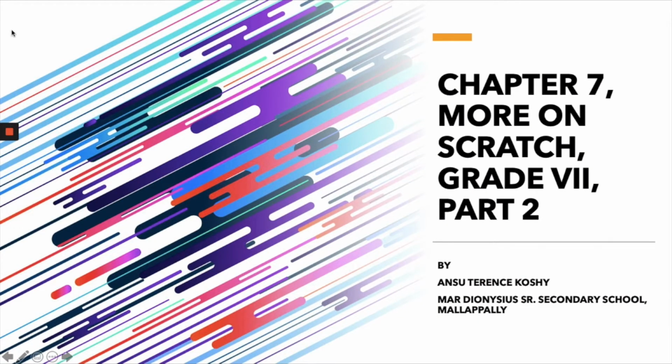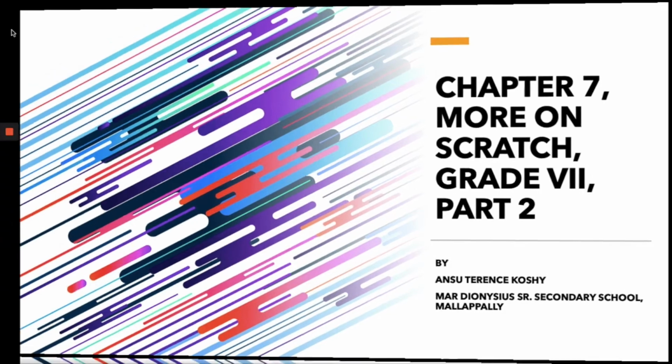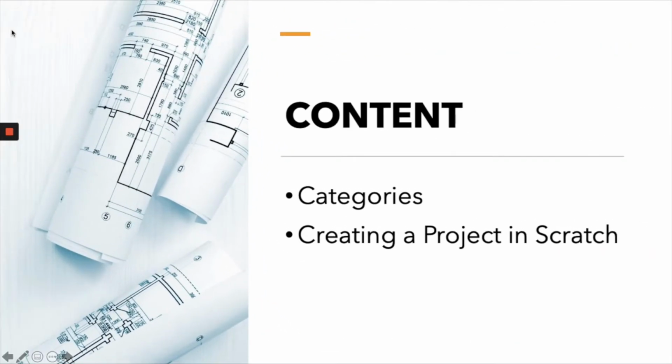This time, we'll be seeing the second part of Chapter 7, More on Scratch. Today, we'll be discussing two main topics. They are categories and creating a project in Scratch.